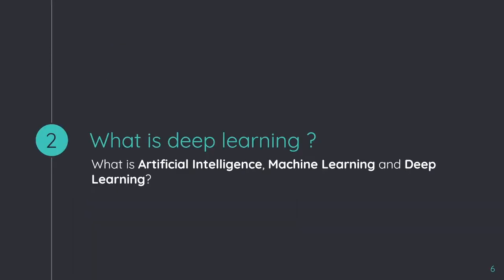Okay, in this section we will learn about the definition of deep learning, which includes the definition of artificial intelligence, the definition of machine learning, and deep learning. We will also learn about the difference between them.